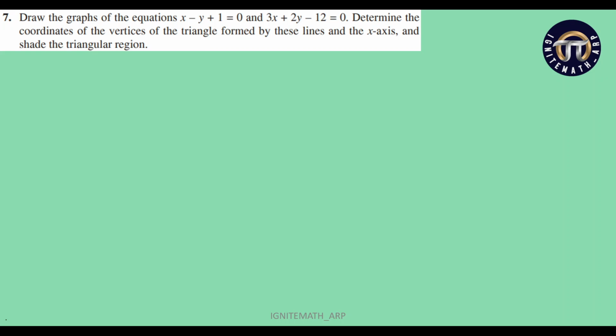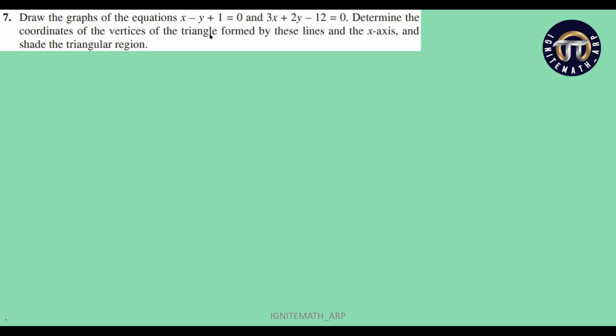Yes children, now let us see question number 7. Question number 7 says: draw the graph of the equations x minus y plus 1 equal to 0 and 3x plus 2y minus 12 equal to 0. Determine the coordinates of the vertices of the triangle formed by these lines and the x-axis and shade the triangular region. That is the question. Okay children, so what we are supposed to do is plot these lines, so again we have to go ahead with the graph.